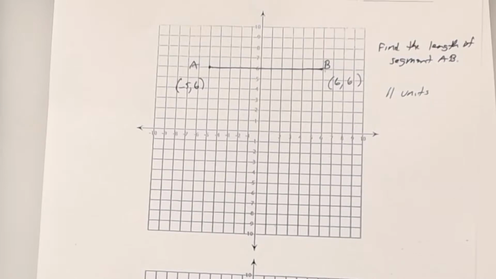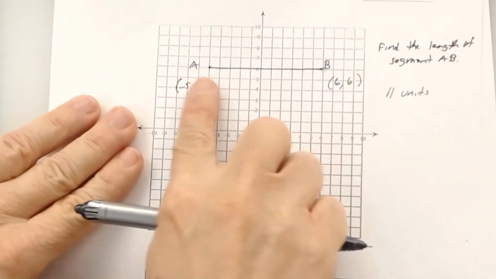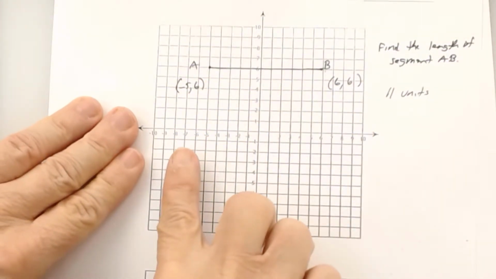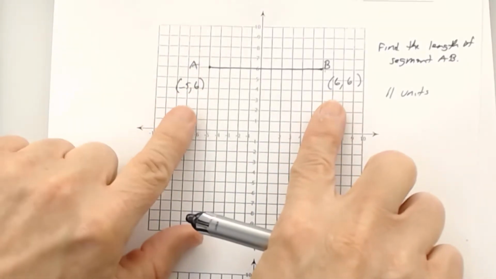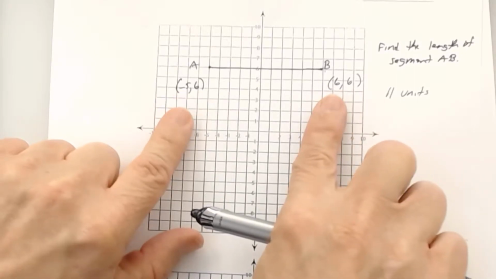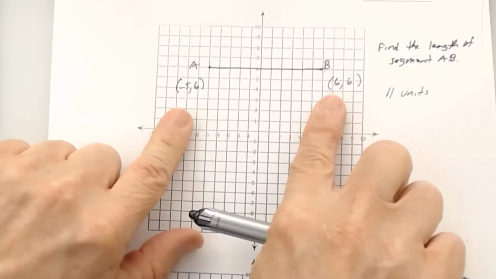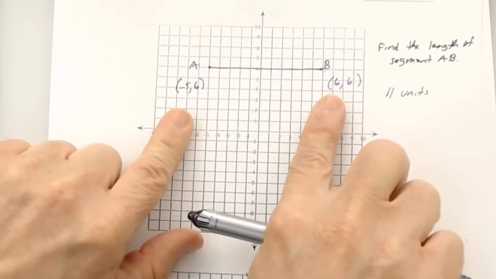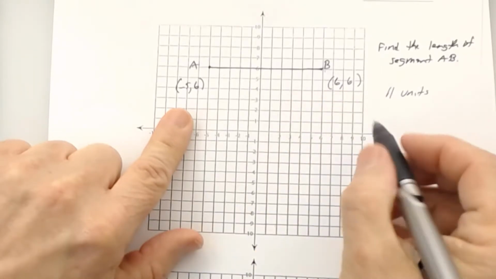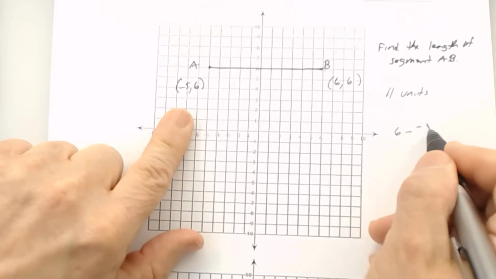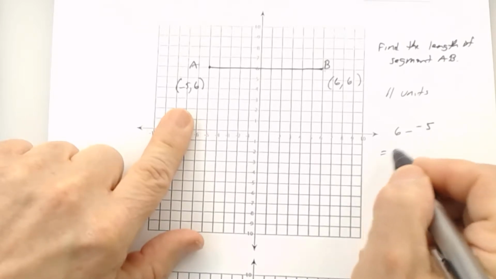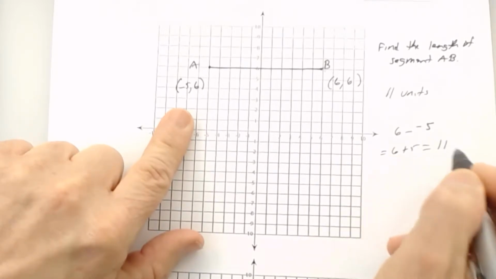Or you can do it this way. Remember, if I go across, this segment is parallel to which axis? The x-axis. So let's look at the x-coordinates. Is there any way I can get 11 from the x coordinates? Subtract. So I can say 6, look at this, 6 subtract what? Negative 5, which is 6 plus 5, which is 11.